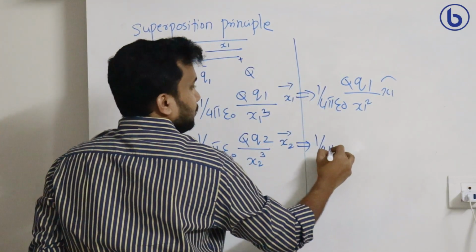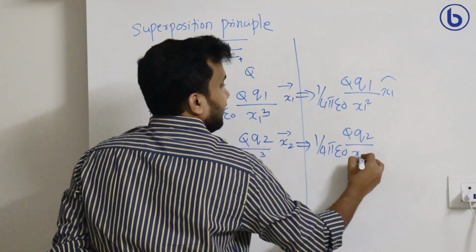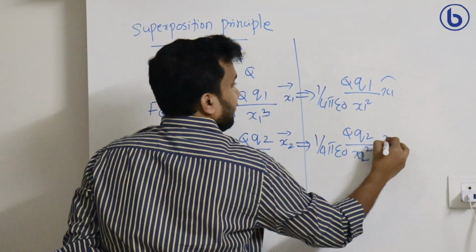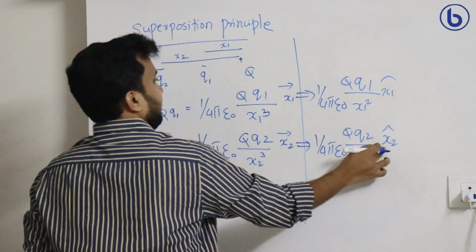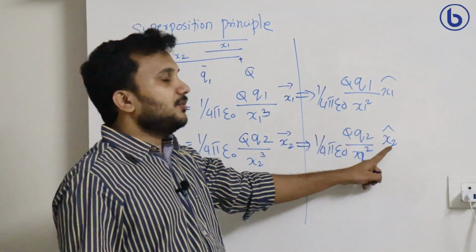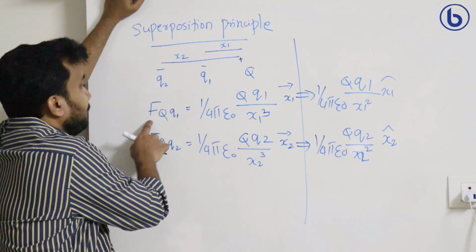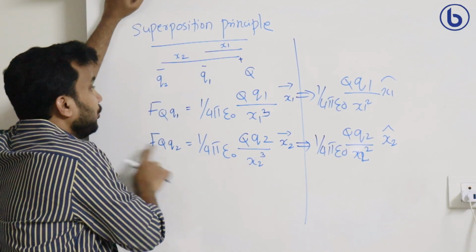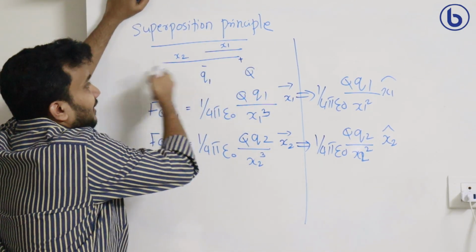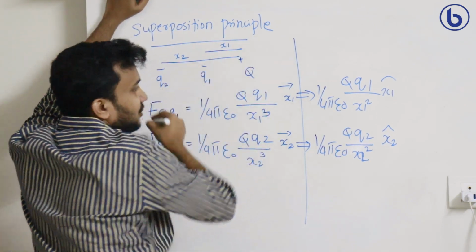Can you tell me what this is for? 1 by 4 pi epsilon 0, q into q2 divided by x2 square into x2 unit vector. If it is a vector, as I told before, you will get a cube. If it is a unit vector, like this one. Now can you tell me the direction of the forces here? F capital Q Q1, F capital Q Q2. This capital Q will attract towards this direction. So I am marking just the force directions.